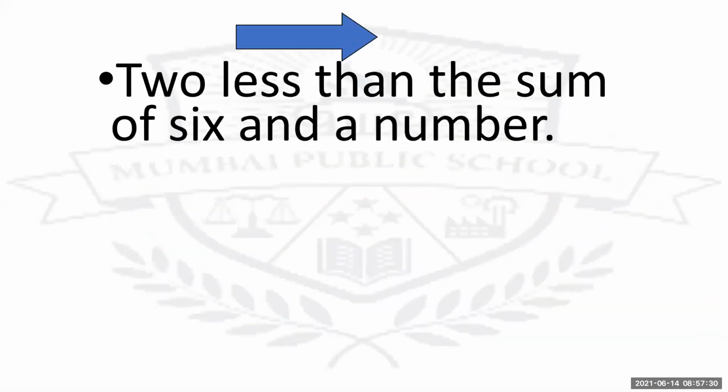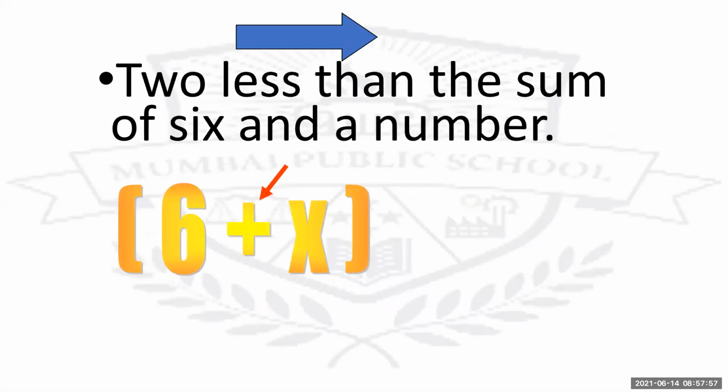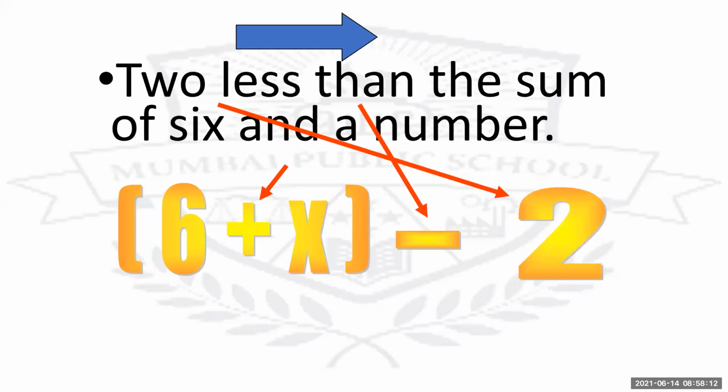Now, the next phrase, 2 less than the sum of 6 and a number. Which is the word used here? Less. For less, you're going to use the minus sign. Then the sum of. Then again you have got sum, so you'll use the positive sign also here. So we'll write that sum of 6 and a number. So that means 6 plus x, which is the number. 2 less means you're going to subtract, minus 2.